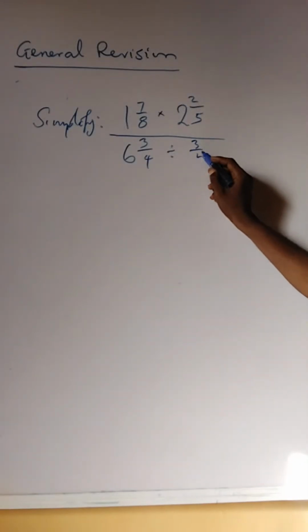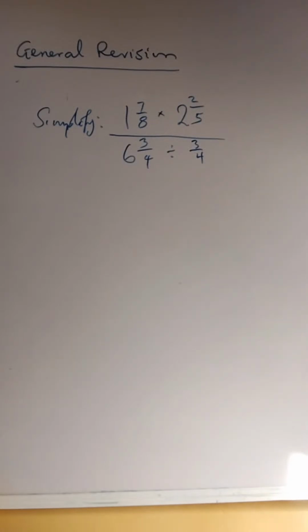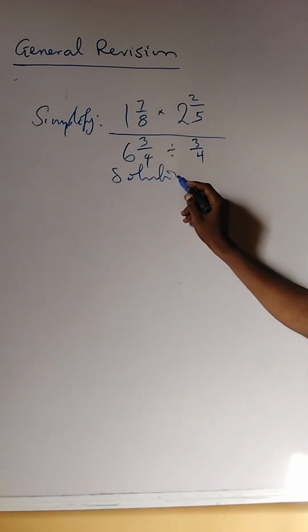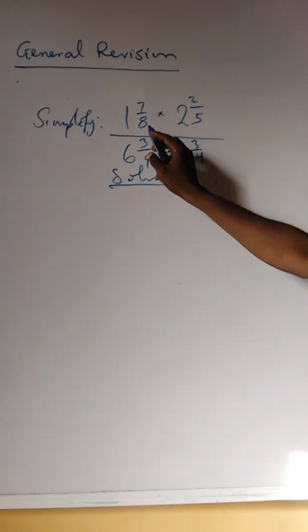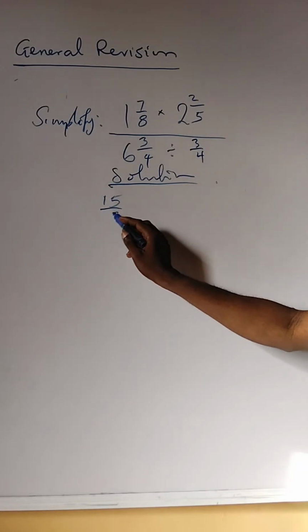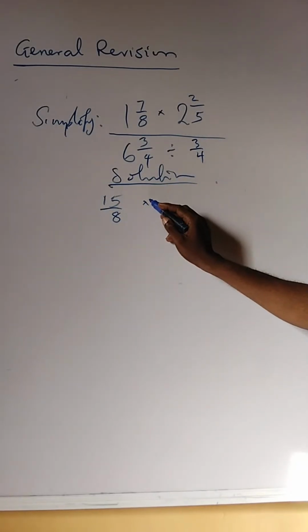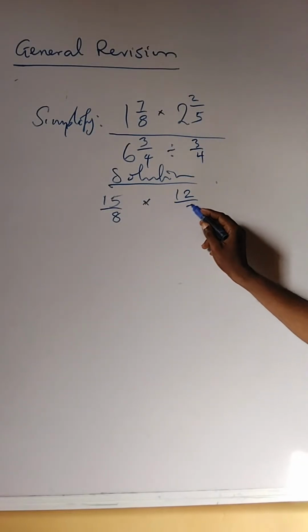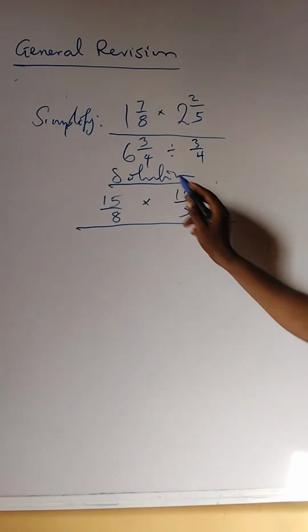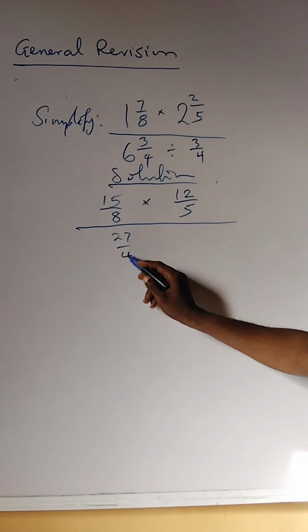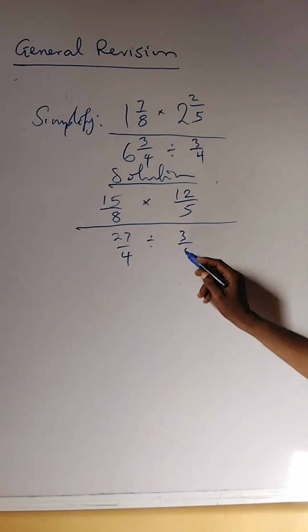Okay, let's look at it here. It's an interesting one actually. We need to change all the fractions to improper fractions. So we write this now and change it to improper fractions. 8 times 1 plus 7, that's 15. This becomes 15 over 8 times also 5 times 2, 10 plus 2, that's 12. That's 12 over 5. Then divided by 4 times 6, 24 plus 3, 27 over 4. Then divided by 3 over 4.